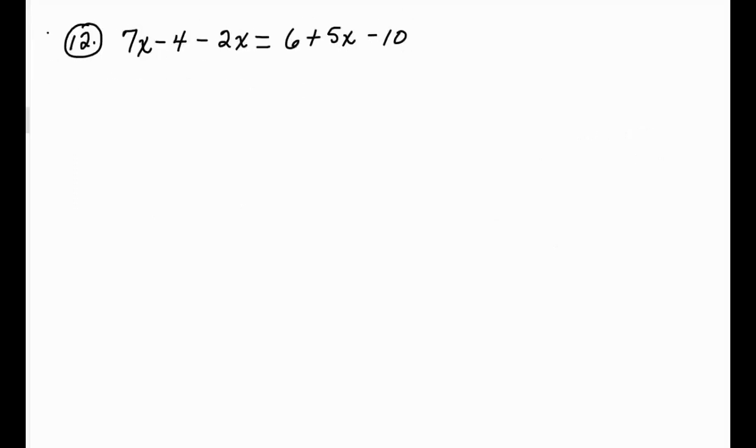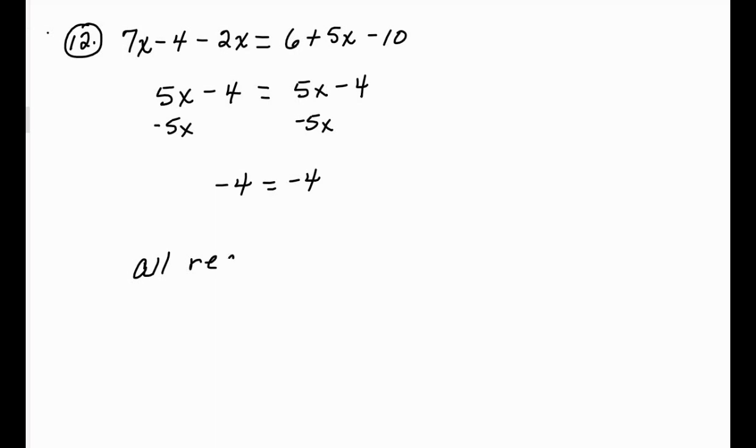Okay, with problem 12, I'm going to simplify the left-hand side. So I have 5x minus 4. Simplify the right-hand side. I have 5x minus 4. Now, if you want to follow the same process that we've been doing and getting rid of the smallest variable term first, well, you're going to get rid of 5x on each side, end up with negative 4 equals negative 4, which is a statement that's always true. So when your variable goes away, that means that variable no longer really matters. This is a true statement no matter what you put in for x, so your answer is all real numbers.